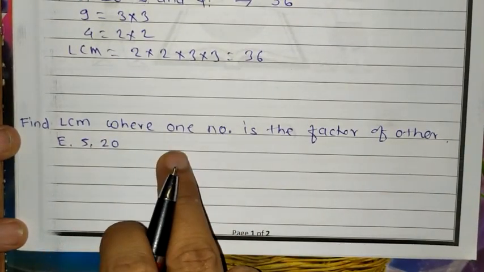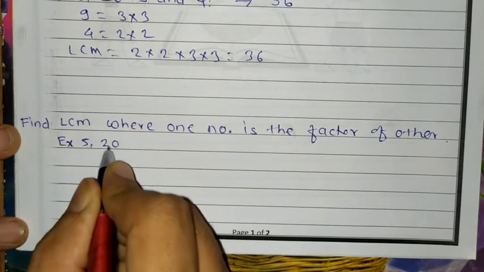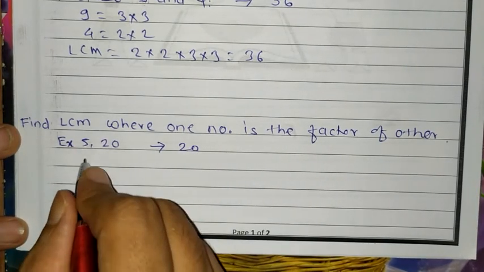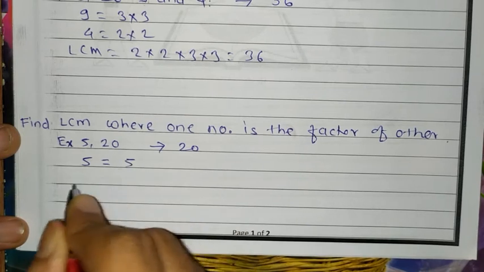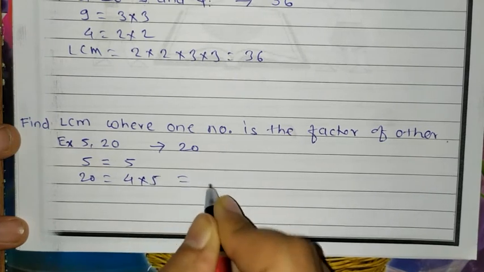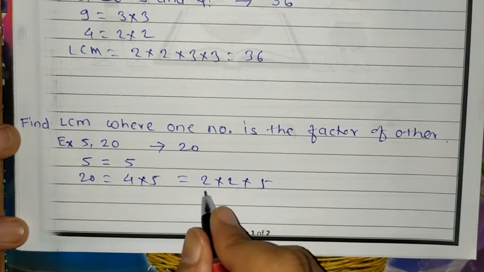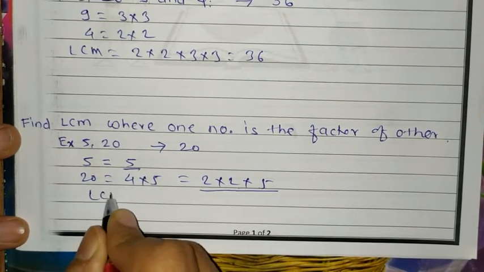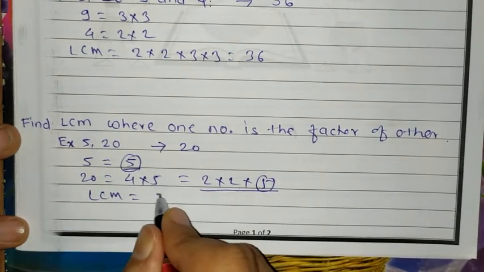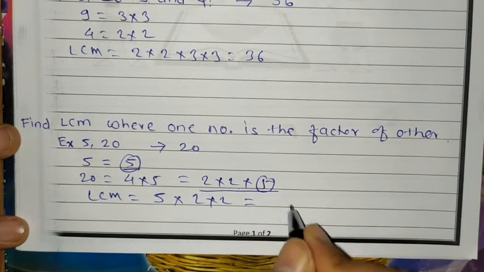Then the LCM where one number is a factor of the other, like in the example 5 and 20. Its answer should be 20 because 20 is divisible by 5. We will do the testing. 5 is nothing but 5 only. There is no factor, it's a prime number. 20 is 4 into 5, which is 2 into 2 into 5, because 4 we can divide like that. So LCM equals 5 is common, here 5 is there, here already 5 is there. So you write 5 one time, and the remaining 2 into 2 is the uncommon number. So here the answer is 20.